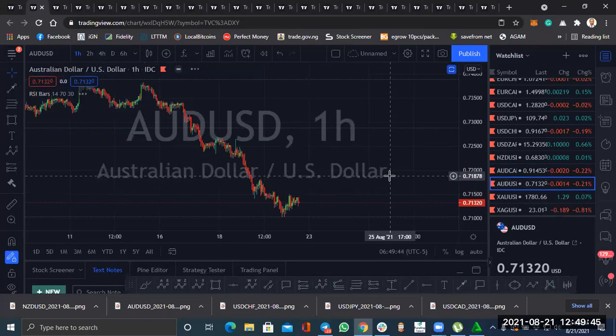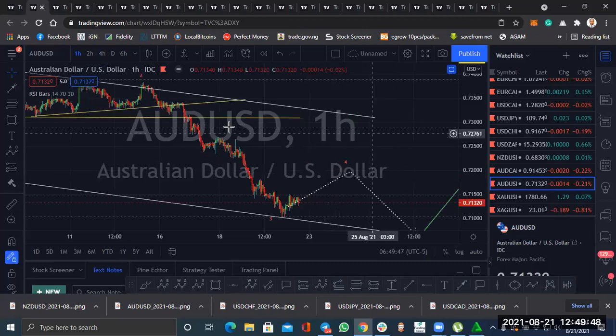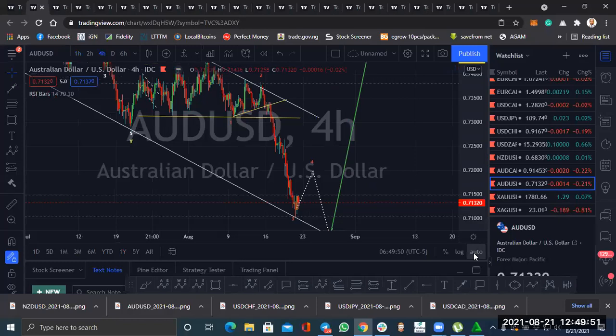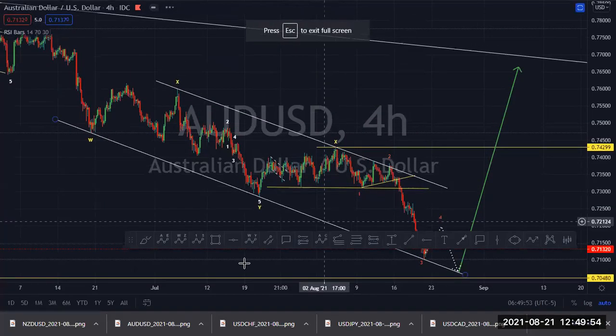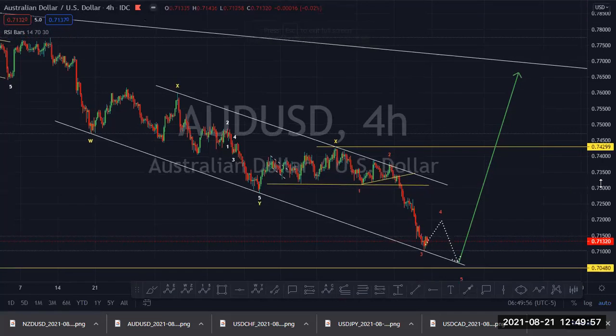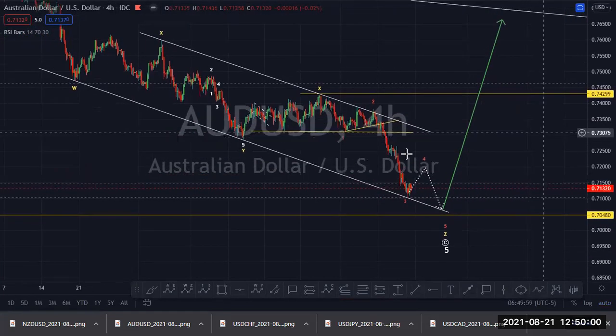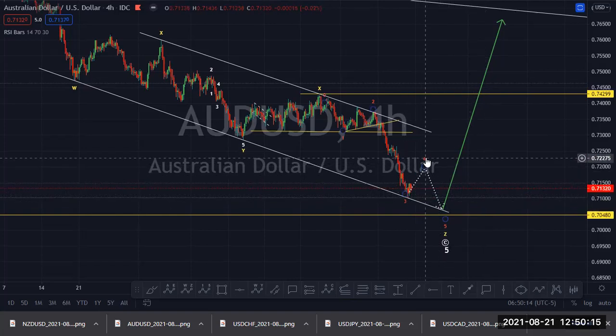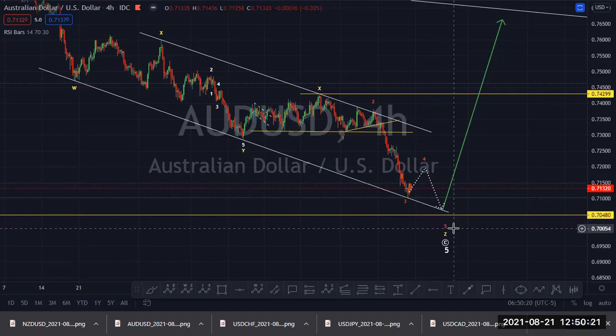AUD USD. On this pair, we're also looking for another drop. Last time I told you a break of this will drop, and it happened as I told you. But the dropping to me is not yet over. I'm of the opinion that we will have another drop towards the 70 area, 70.05. So watch out for another drop after a 3 waves move.